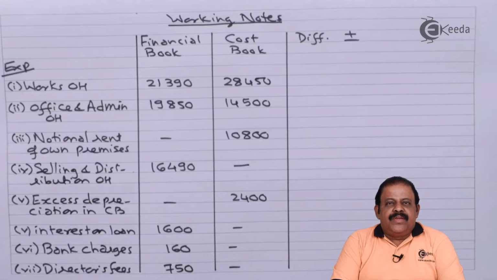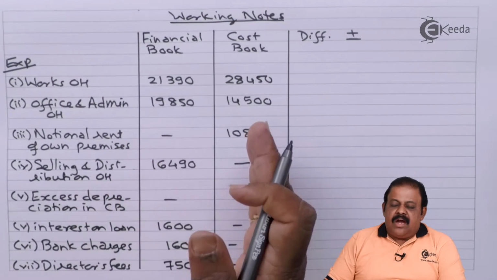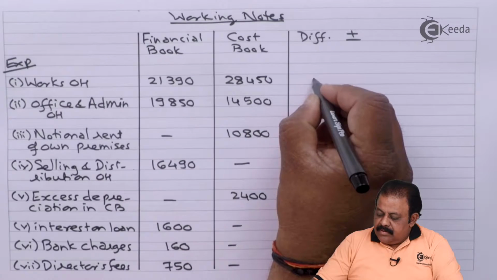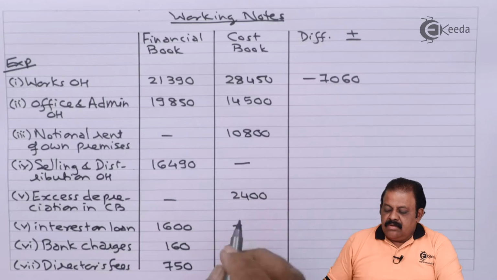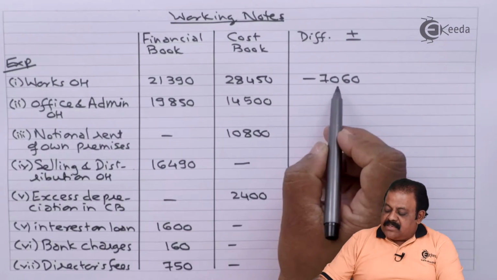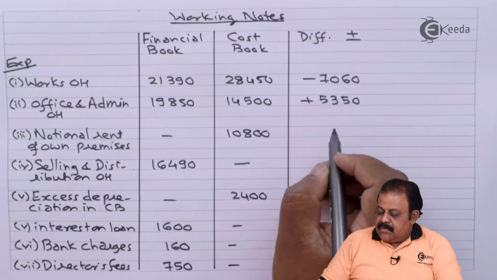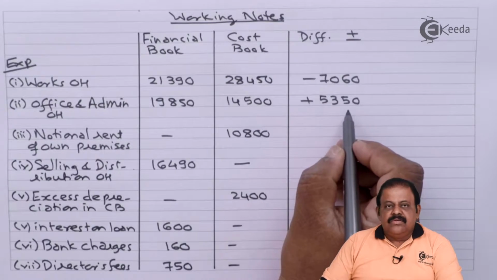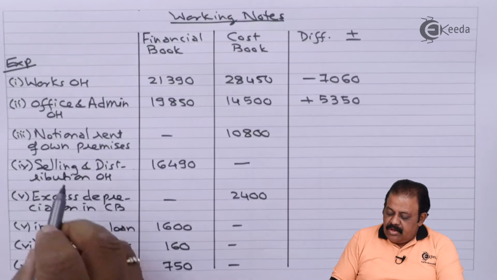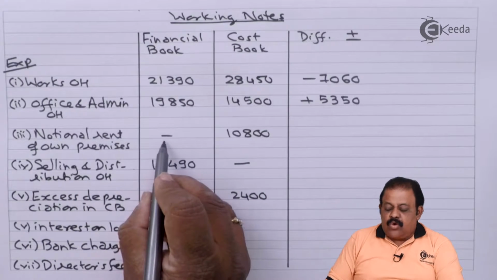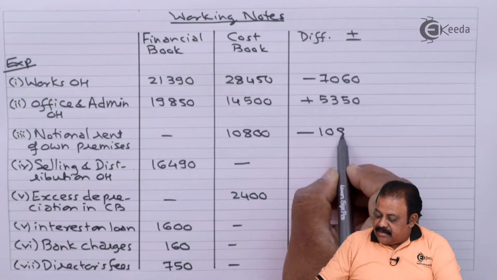What we are required to do here, from first amount column we are required to deduct amounts in second amount column. Here we got minus 7060. So in profit reconciliation statement, this item will be deducted. Plus 5350. So this will be added in profit reconciliation statement. Notional rent 0 minus 10,800. It will be minus 10,800.